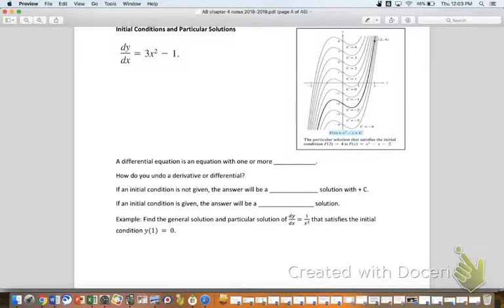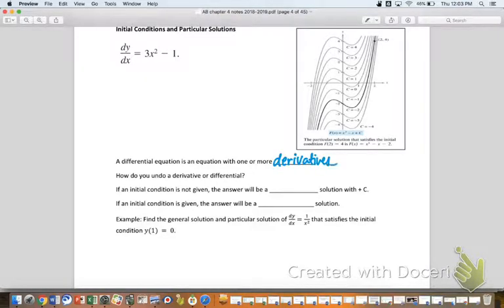Okay, so if you guys would take a look there on the left, would you agree with me that it looks like before you showed up to class, somebody did some sort of a derivative and they came up with that? Somebody did the derivative on something and they came up with dy/dx equals 3x squared minus 1. When we are asked to find the solution to a differential equation, and that's what that is, if you're filling in blanks down below, a differential equation is an equation with one or more derivatives.